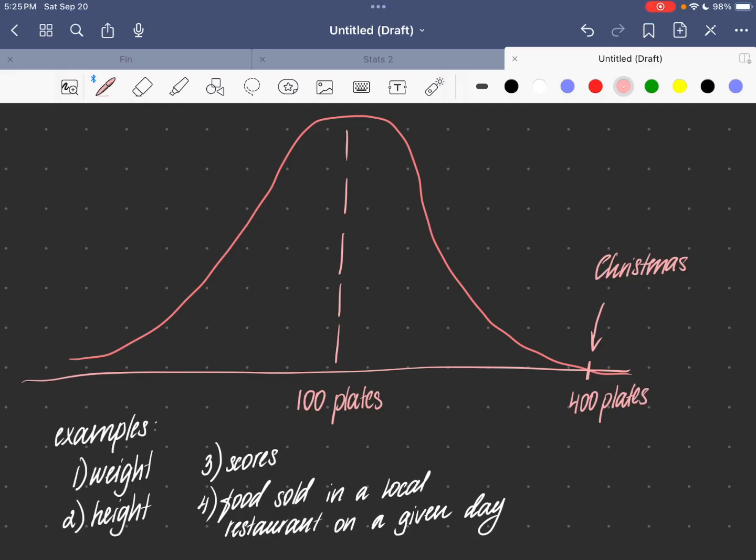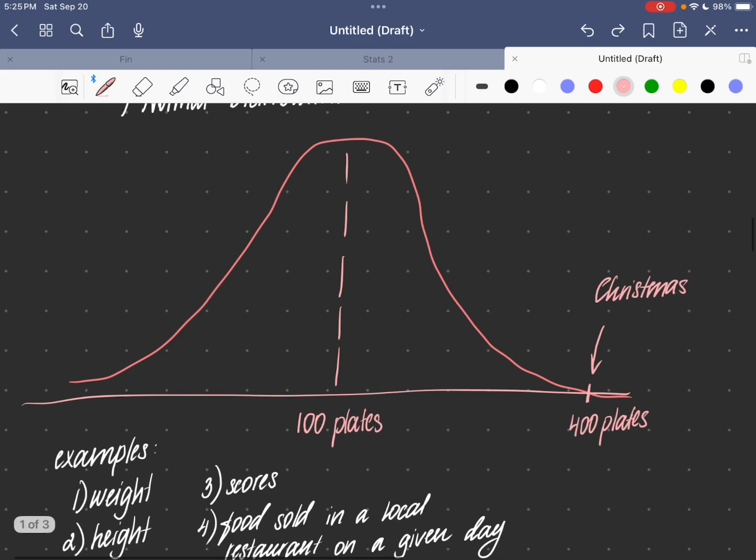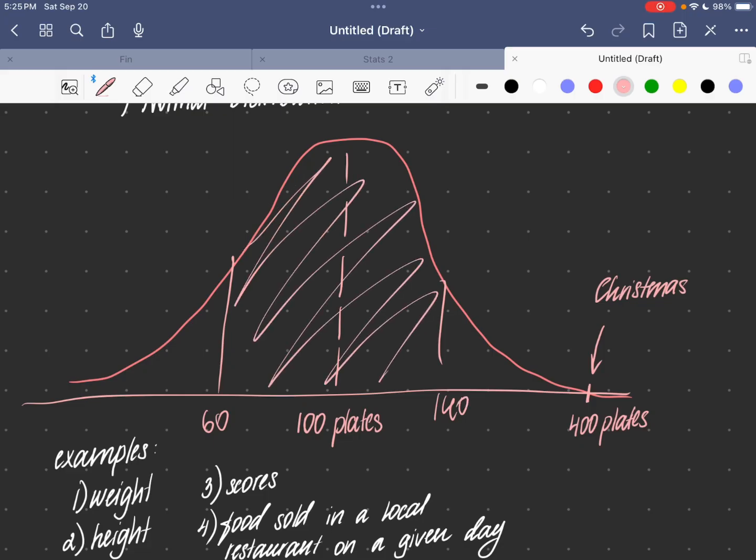So this is a pretty rare occasion. The probability of this happening will be very small because Christmas is not every day. But then, for example, the majority of the time they would sell somewhere between 60 and 140. So that's kind of how we can use normal distribution to show how rare something is or how common something is. The closer the data point is located to this average, the more expected it is to happen. There's a higher chance of it happening, and it's a more usual occurrence.